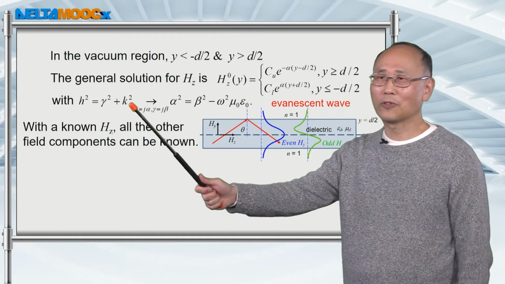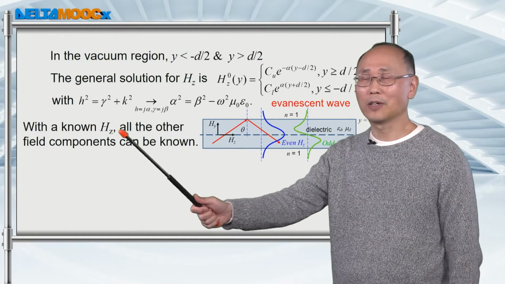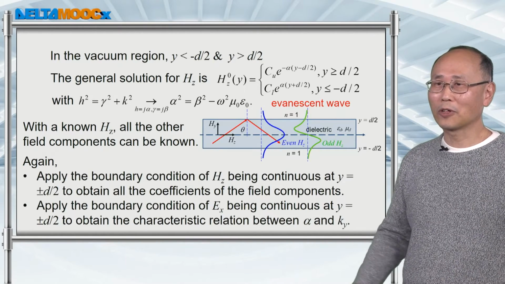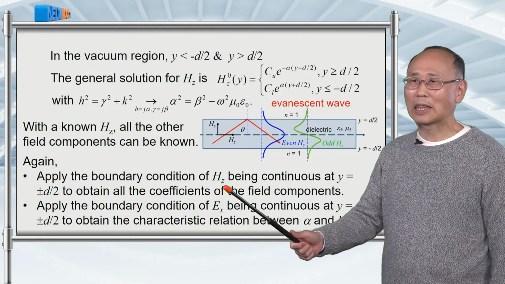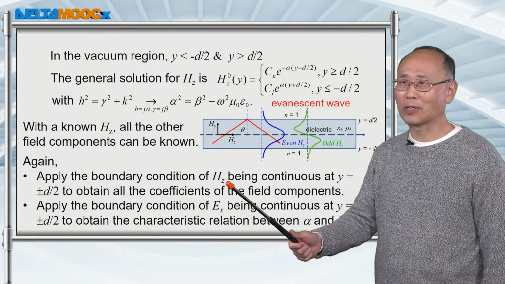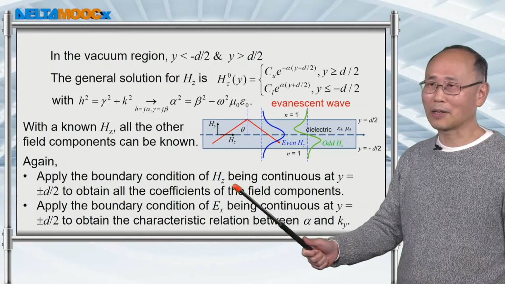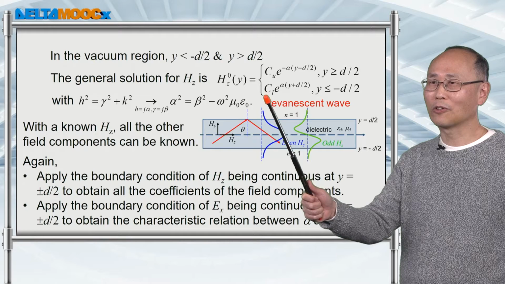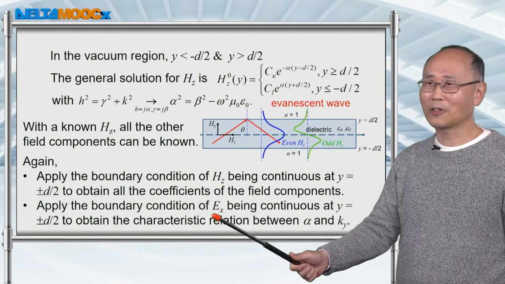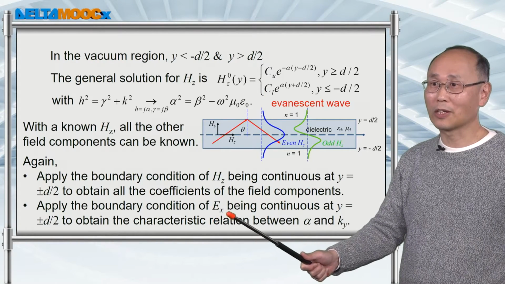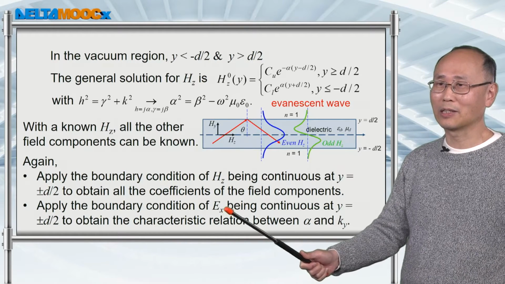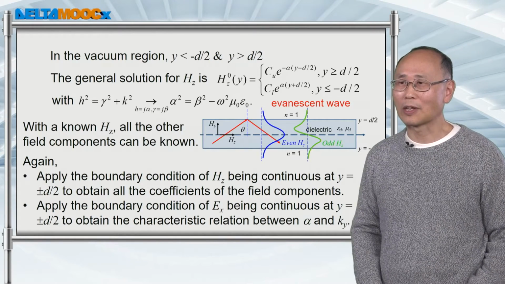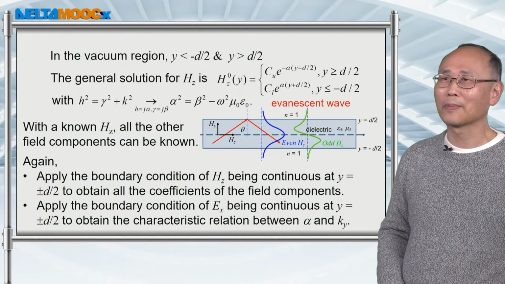Now you have the expression for the Z component of magnetic field. So all other field components can be known, but you need to match the boundary conditions. First, you apply the continuity of the tangential component of the Z H field at the boundaries, and then you can figure out all the coefficients. And then the next boundary condition is the tangential component of the electric field along X direction continuous. And for this, you can write down the characteristic relation between alpha and Ky.